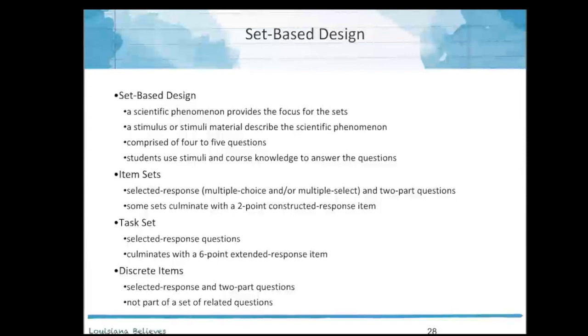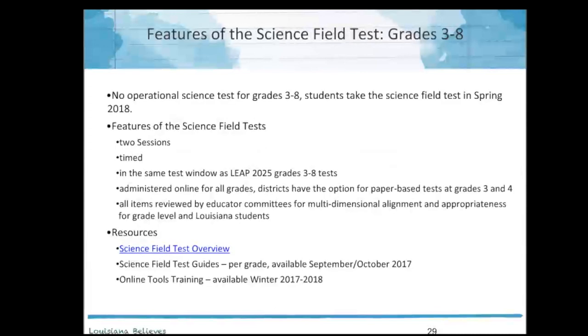The field test assessment will be a set-based design. A scientific phenomenon will provide the focus for the sets. A stimulus or stimuli material will describe the scientific phenomenon. Several different questions, 4 to 5 questions, will be surrounding the phenomenon, and students will use the stimuli and course knowledge to answer the questions. In addition to that, you will also have item sets with selected response and 2-part questions. Some sets will culminate in a 2-point constructed response item. You will also have test sets and discrete items.